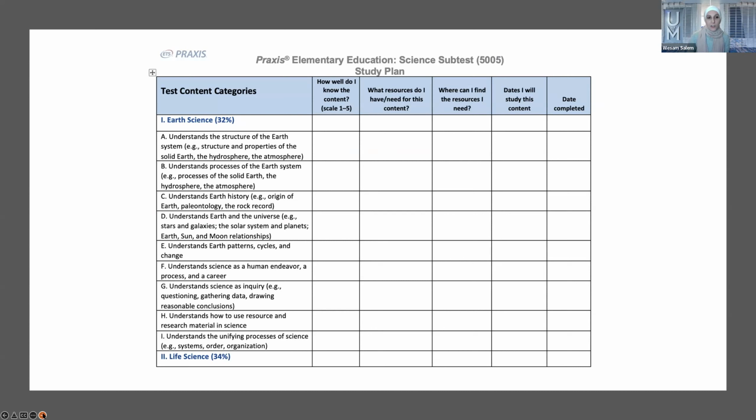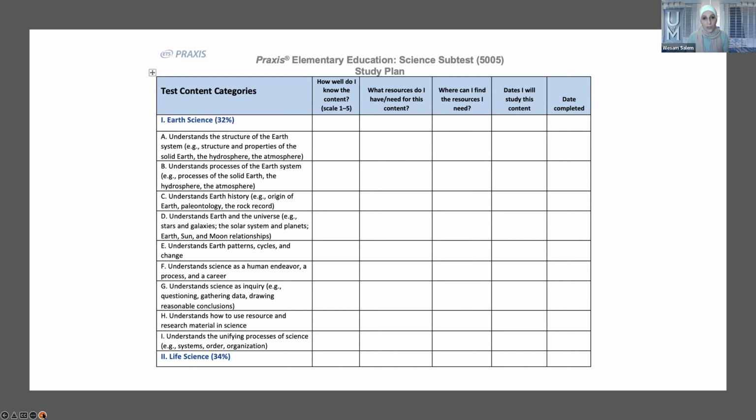The earth science standard: understands the structure of the earth system. That should direct you to studying the earth and the 3 layers of the earth and anything that is surrounding the earth: landform, weather, erosion, etc. So it's going to direct you to where you want to find the information, even though I understand that it's vast and it's really hard to find it, but these are helpful for us to narrow down where we need to look for the content.